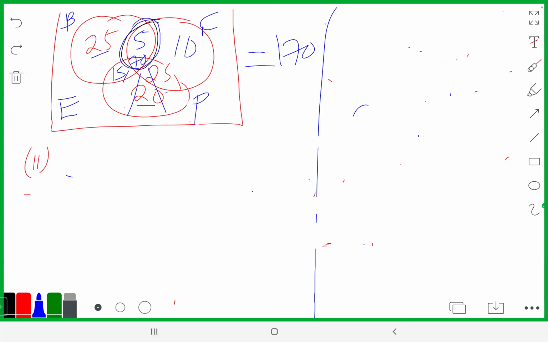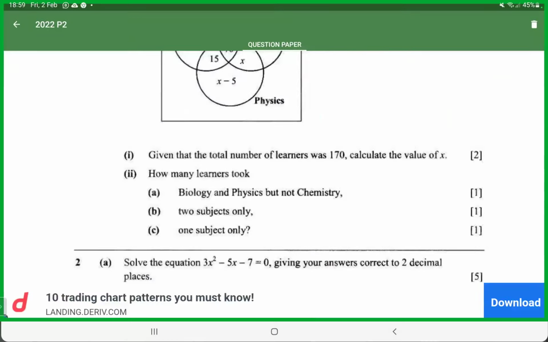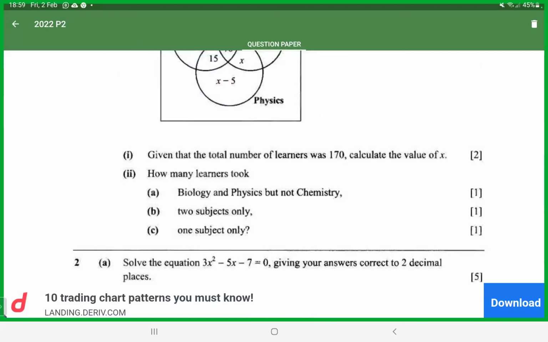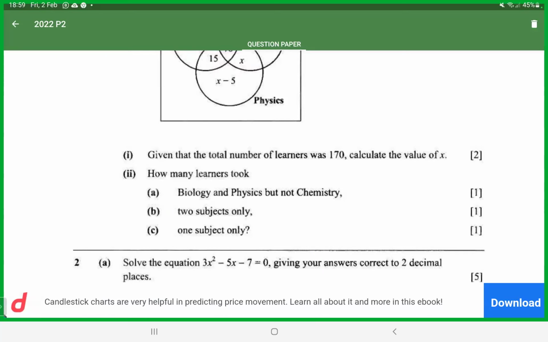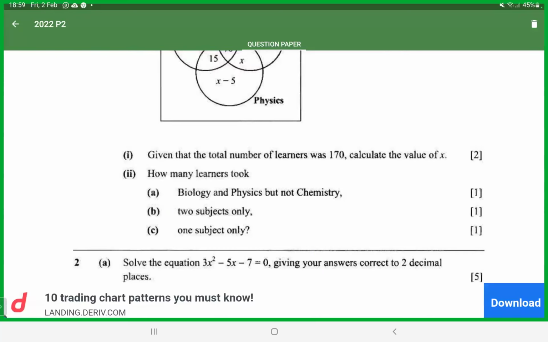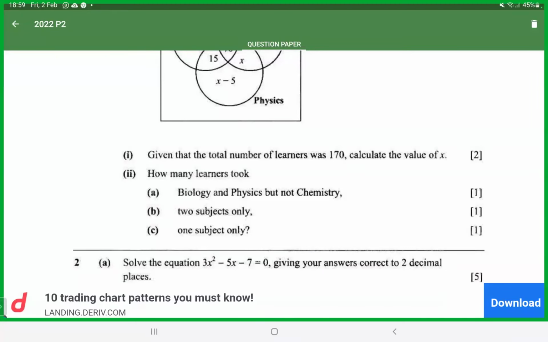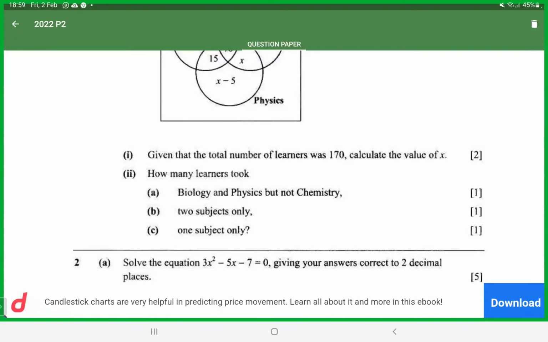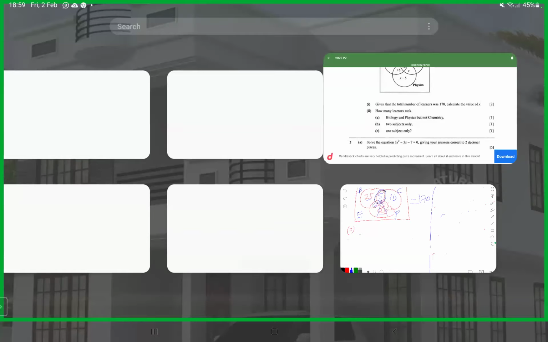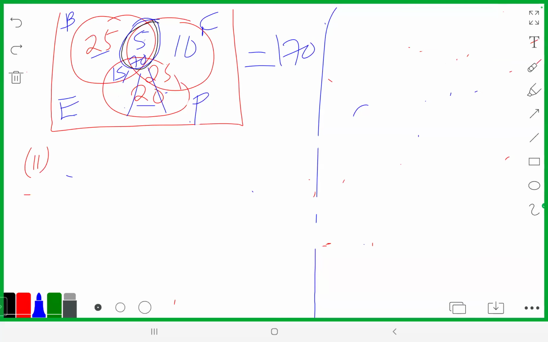Let's go on to the other part of the question. What is it saying? Now it is the turn for Faith to read. Read question number 2B. Okay. How many learners took 2 subjects only? So let's go back. How many learners took 2 subjects only? Only 2. How many are they?